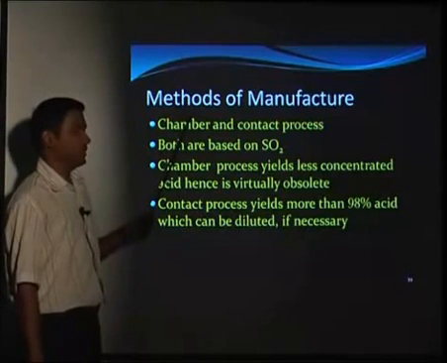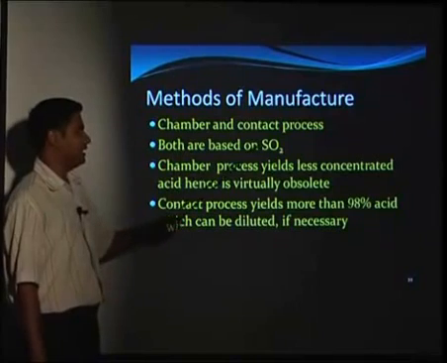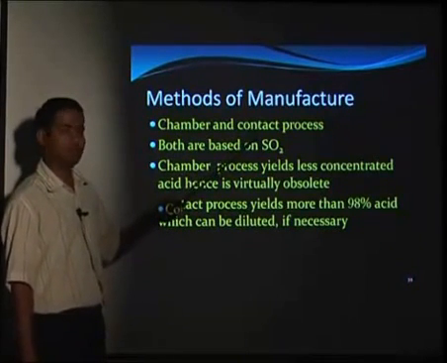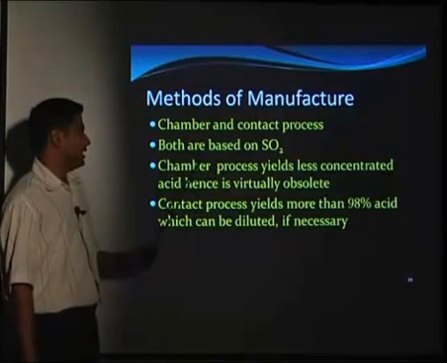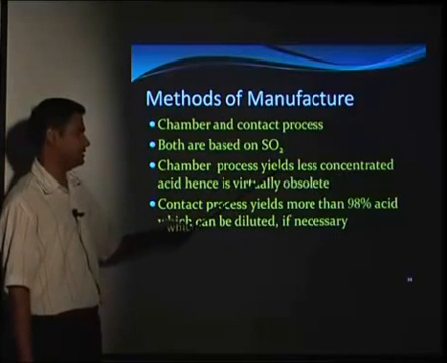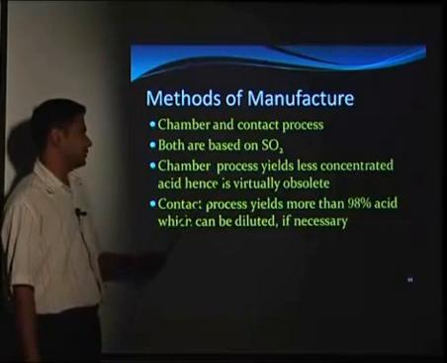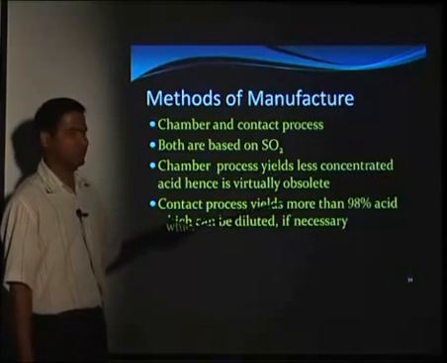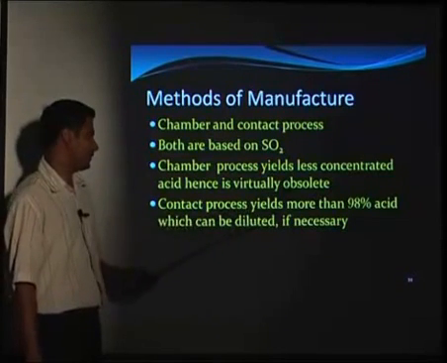Then what are the methods of manufacture of sulfuric acid? There was the chamber process earlier, and nowadays we use the contact process, which we can again subdivide as single contact process and double contact process. Both are based on sulfur dioxide. The chamber process gives a less concentrated acid, hence it's virtually obsolete. So nowadays we don't use the chamber process, but we go for the contact process to have the high strength acid.